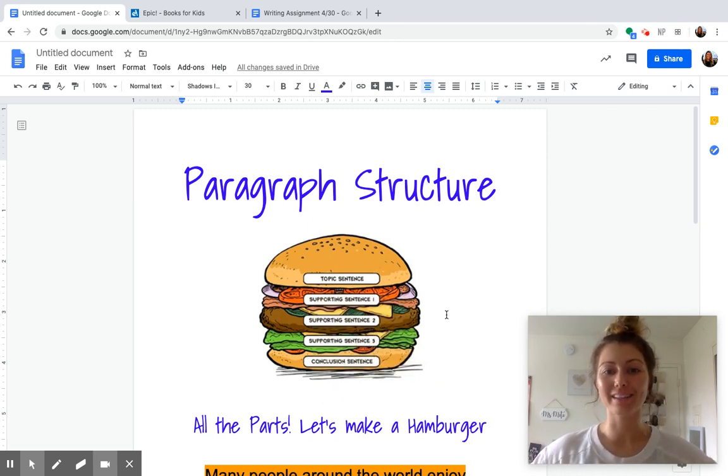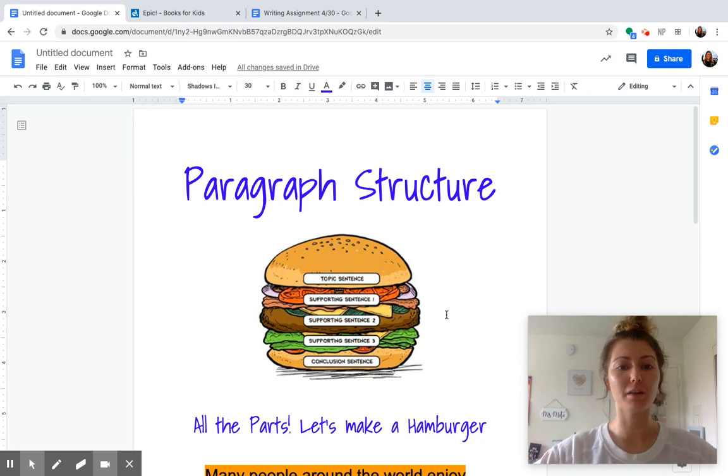Today we are continuing our work on paragraph structure. This week we broke down paragraphs and we thought about each part of a paragraph. We looked at the hamburger model and we used that to help us in writing our own paragraphs.